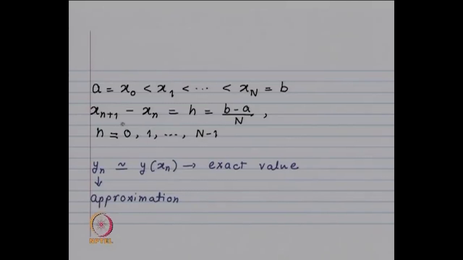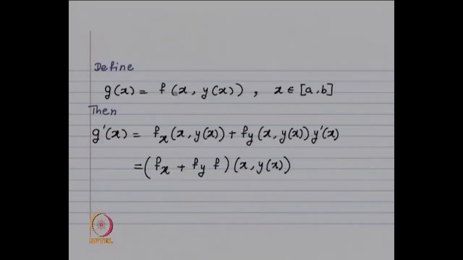Each sub interval is of length h, which is going to be equal to b minus a divided by capital N. y at x n is the exact value of the unknown function and y n is going to be an approximation to this. So, our aim is to find approximation to y at x n at these n plus 1 points. The right hand side function f is a function of x and y, and y is a function of x.